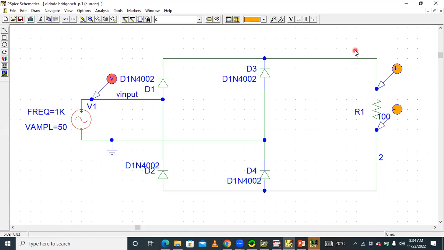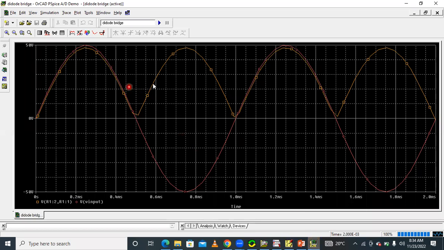So the load is connected between terminals 1 and 2. The voltage marker is connected at the input side, and one voltage marker is connected across the resistor, a voltage difference marker with plus and minus. Here, the input side voltage markers are red and yellow. Then the pop-up appears like this.